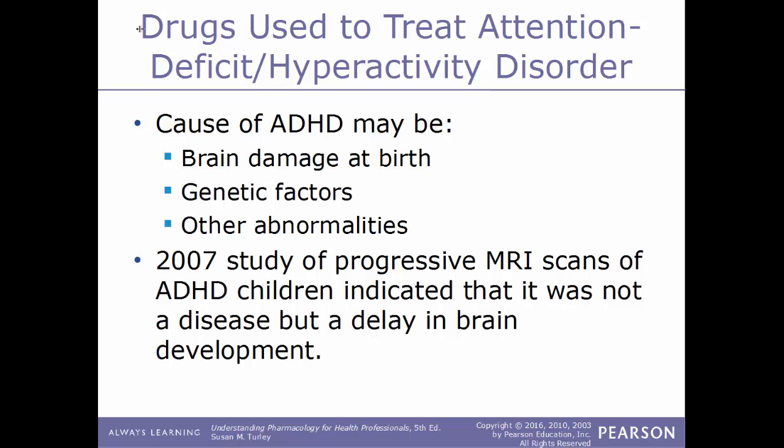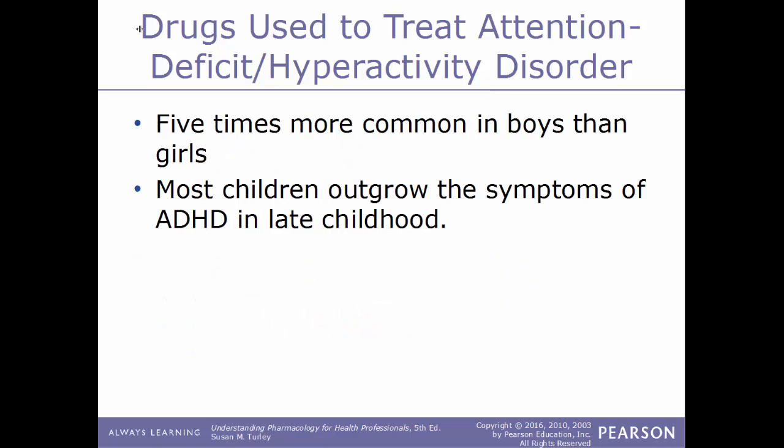Now, the cause of ADHD could be brain damage caused at birth, it could be genetic factors, or it could be other abnormalities. In 2007, a study of progressive MRI scans of ADHD children indicated that it was not a disease, but a delay in brain development. And this condition is going to be 5 times more common in boys than it is in girls. And most children outgrow the symptoms of ADHD by late childhood.